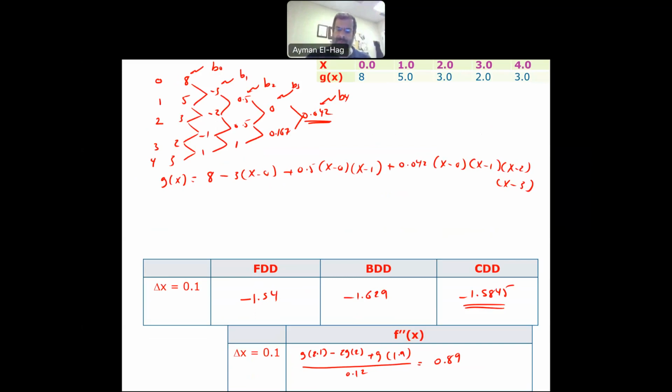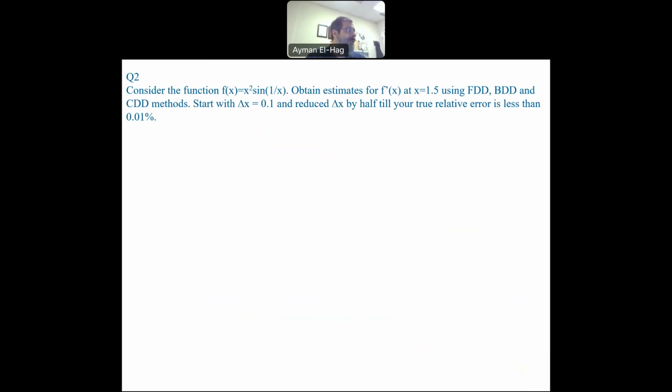Now, let's go to question number 2 here. It says, consider the function. You are given here a continuous function, x squared sine 1 over x. Obtain the estimate for f first derivative at 1.5 using the FDD, the BDD, and the CDD methods. We start with 0.1, and now here we reduce delta x by half until our true relative error is less than 0.01%. Now, when we are given a continuous function, I can easily find the actual derivative.